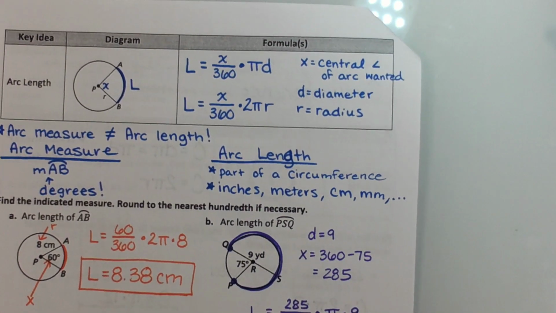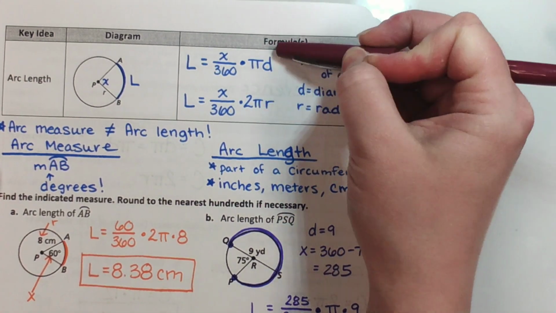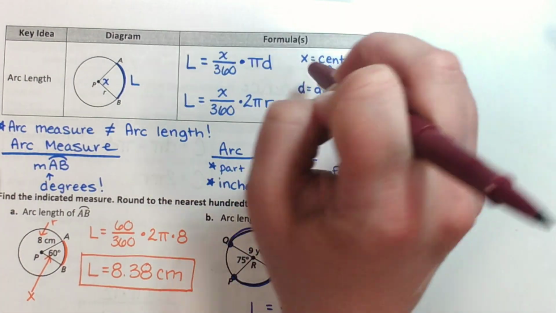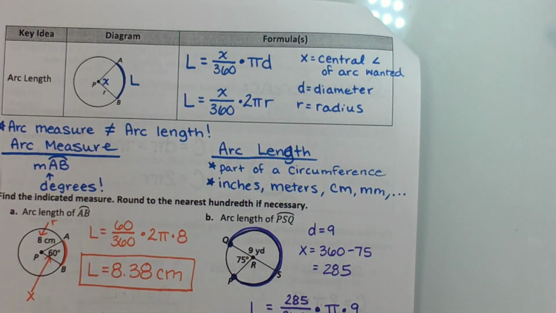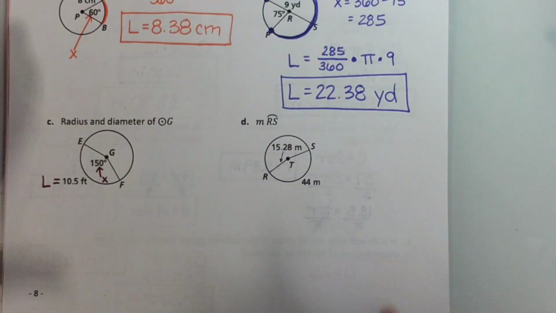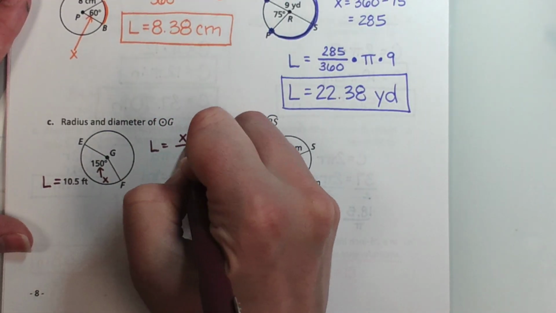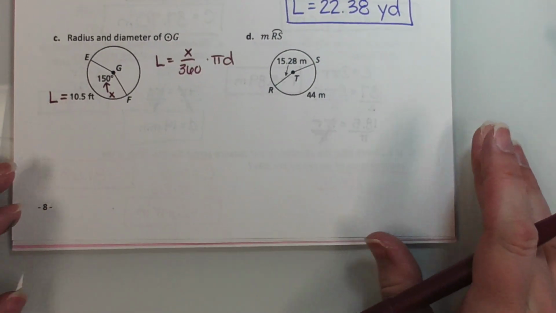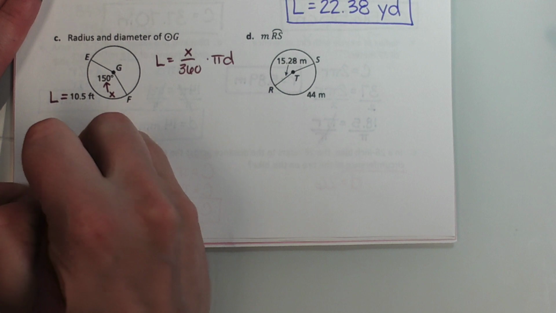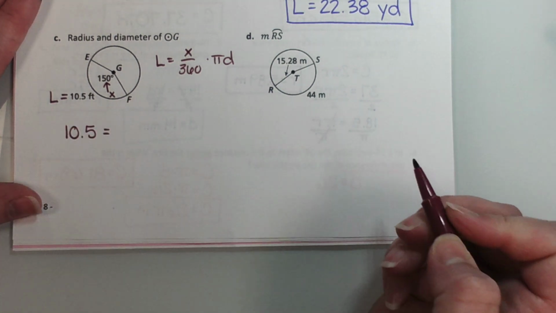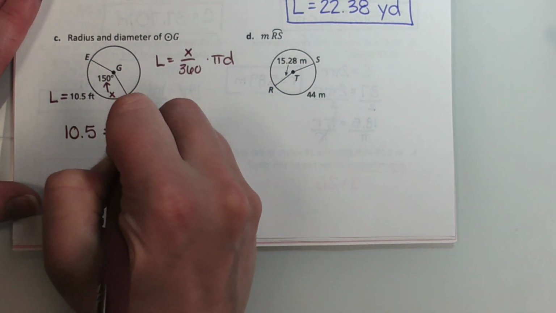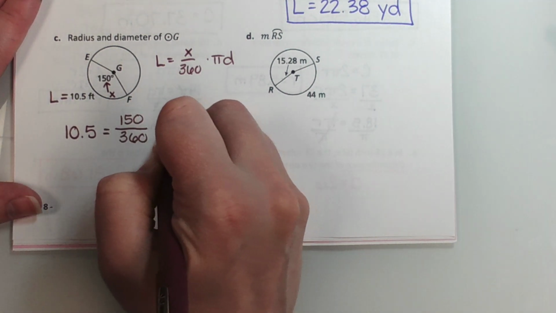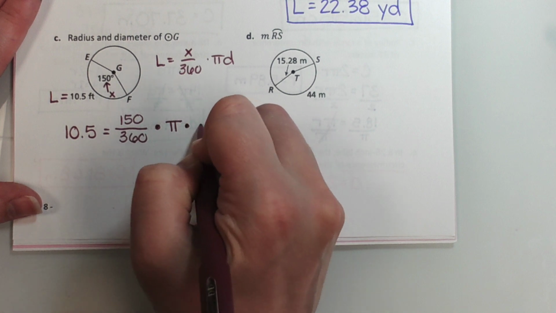I need both the radius and the diameter, which means I can work with either formula first. Which one's going to be slightly easier to work with? The diameter one. And if you have the diameter, is it easy enough to get to radius? Indeed. Yeah, so we're going to use that one. L equals X over 360 times pi times diameter. I'm just putting it back on screen. Okay, L, 10.5, equals X, 150, over 360 times pi times the diameter.